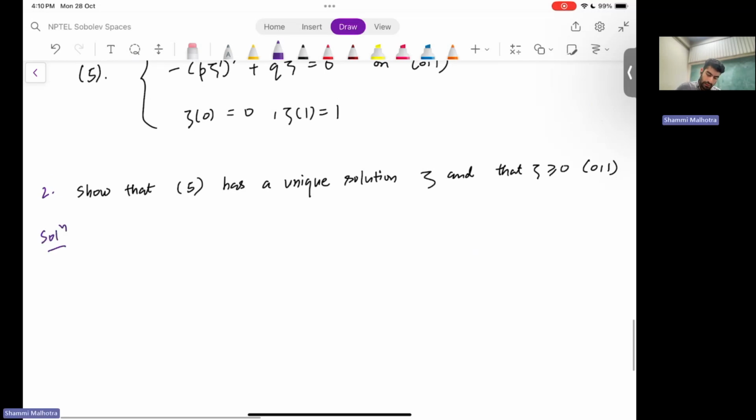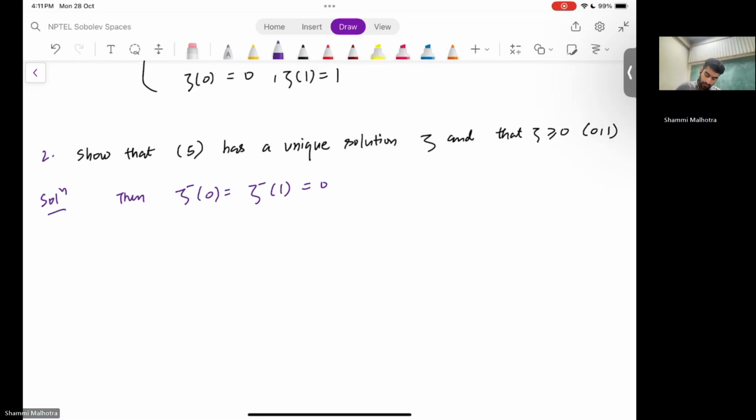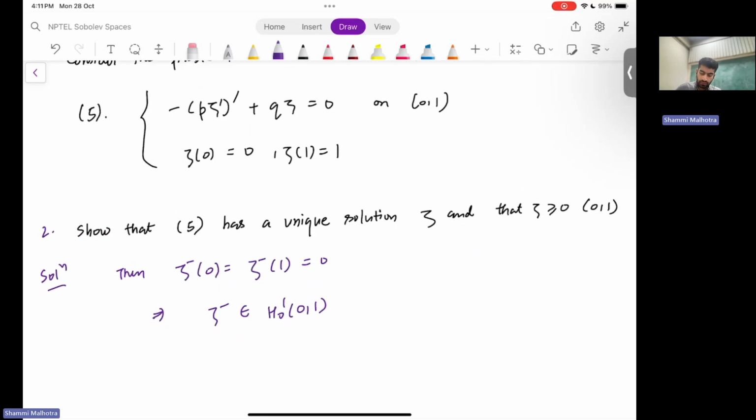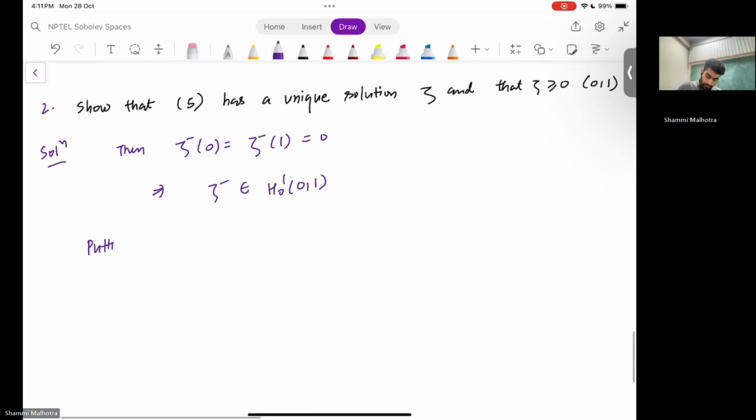So the solution. Since I know zeta on the boundary at 0 takes value 0 and at 1 takes value 1, if I consider zeta minus at 0 as well as zeta minus at 1, both have to be 0 only. But this implies that zeta minus actually lies in H naught 1 of (0, 1). What we will try to do is just plug in the zeta minus as a test function in 5.